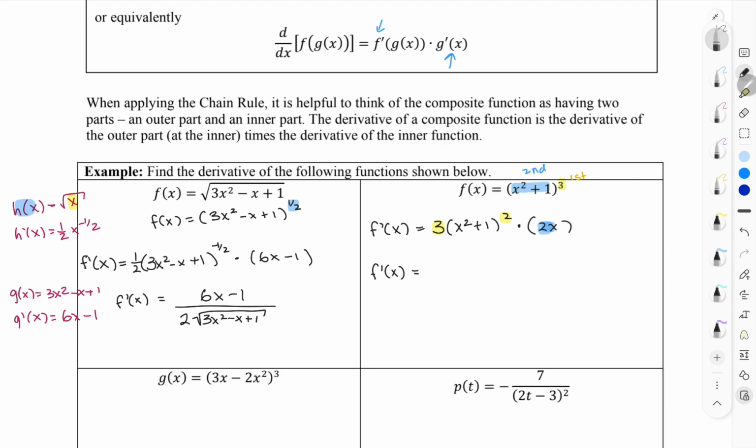We'll talk about when it's helpful to simplify and when it's not. But if I really wanted to call this 6x, make sure you know where your powers are, what you can combine and what you can't, using that order of operations, but the 3 and the 2x are just products. So there's f prime of x.